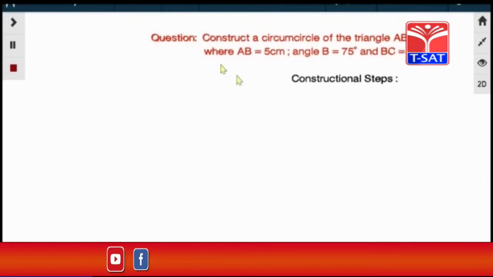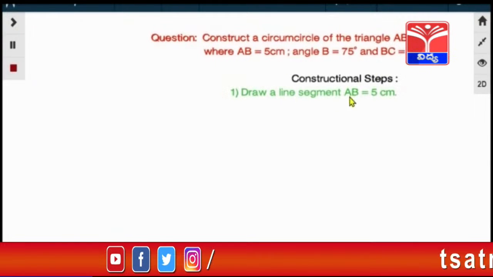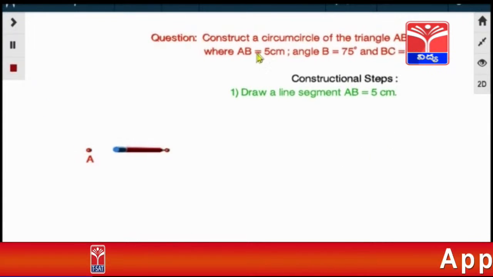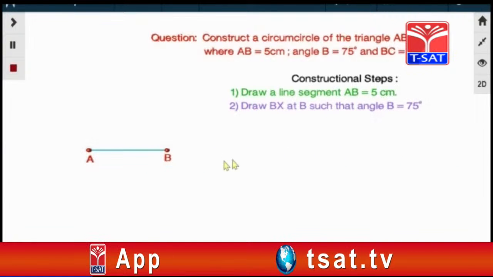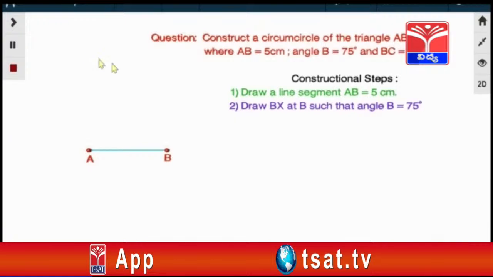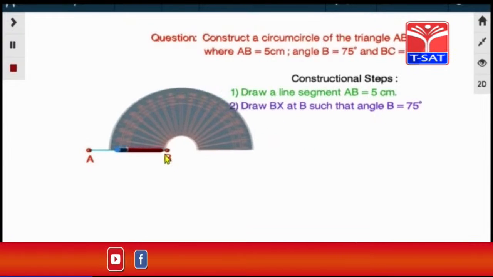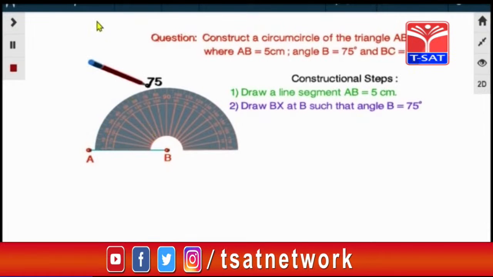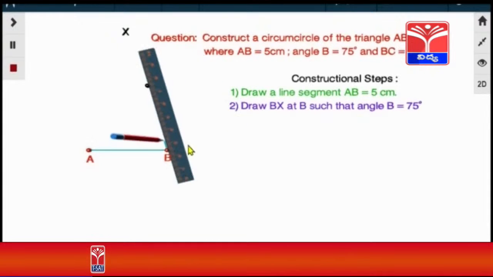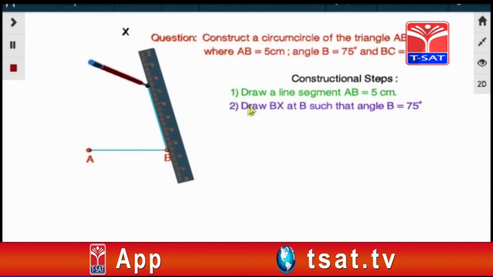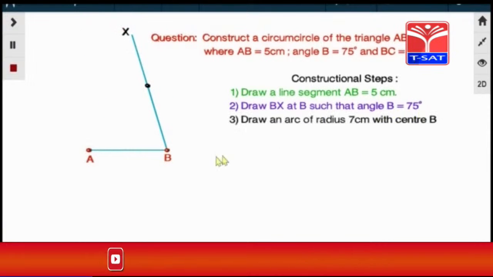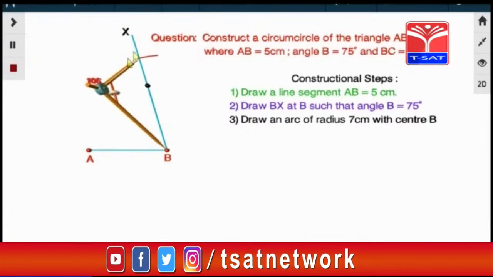So what is the first step? Draw a line segment AB equal to 5. Let us take AB equal to 5 here. From B draw BX such that angle B is equal to 75. That means from B take an angle of 75 degrees, then draw a line which we call BX. Now next, from B as center, draw an arc with radius 7 centimeter.